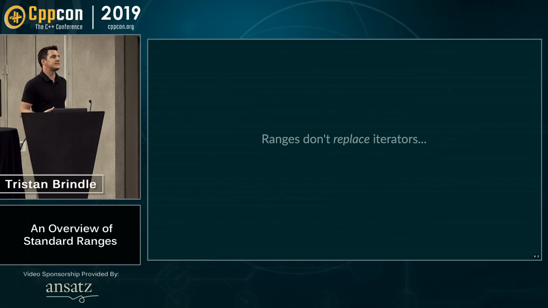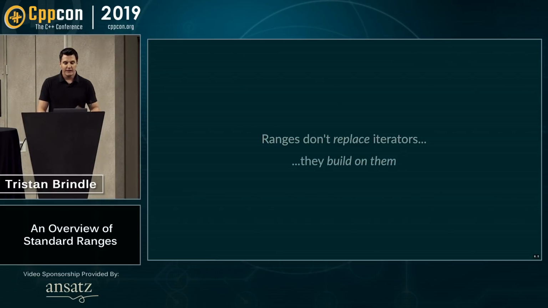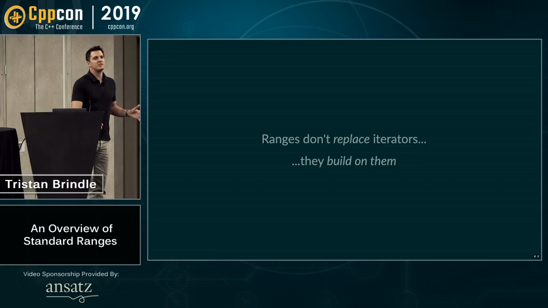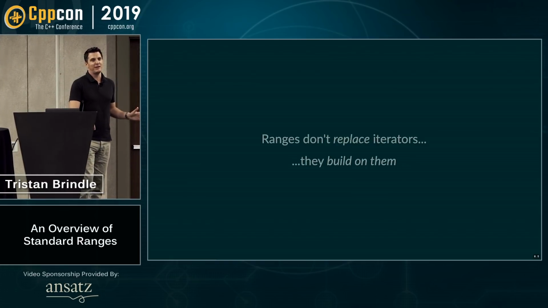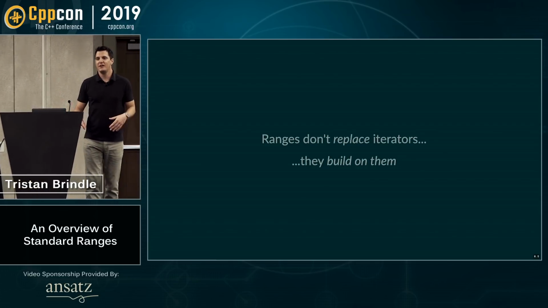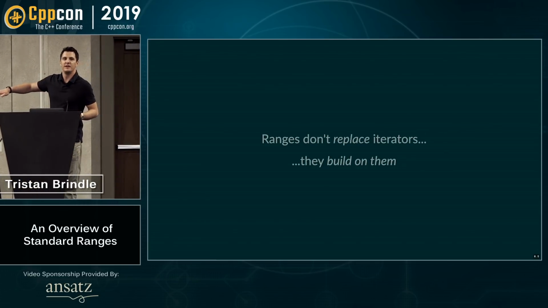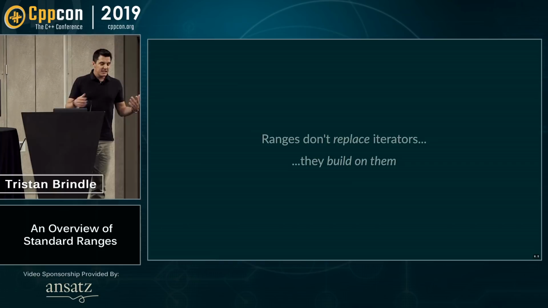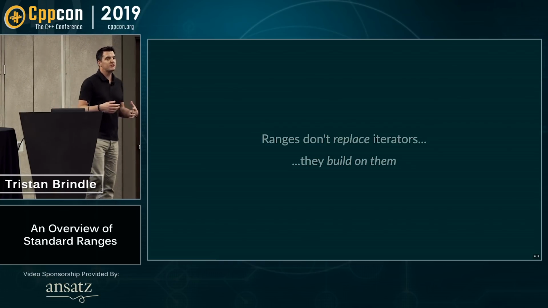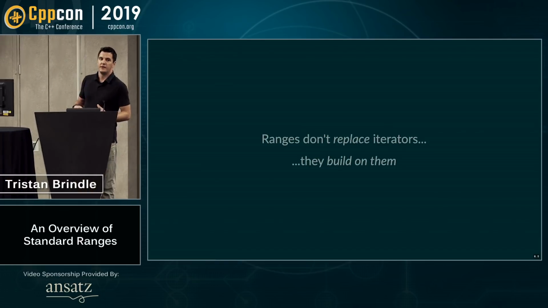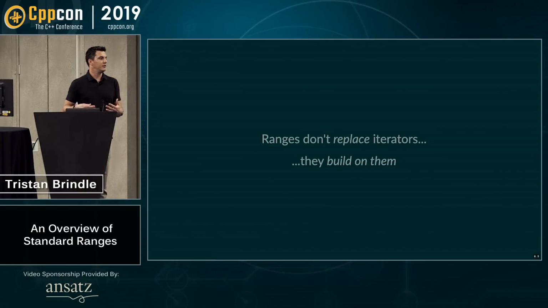Ranges don't replace the use of iterators. They build on them. So I spend more time than is healthy on Reddit, on the CPP Reddit, right? And I see comments on there from time to time of people going, oh, well, iterators are the old stuff. Iterators are old, and now we're going to have ranges, and if you use iterators, you're wrong. That's not the case. Yes, we've got these new abstractions on top of iterators, but iterators are still there under the surface doing the work, just like they always have. This is evolution, not revolution.